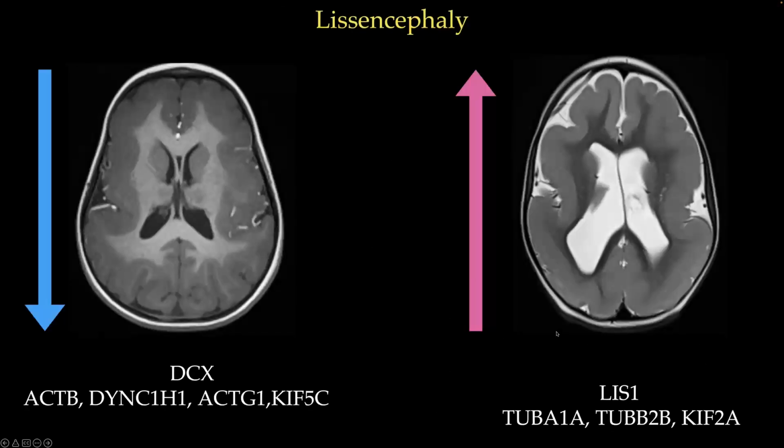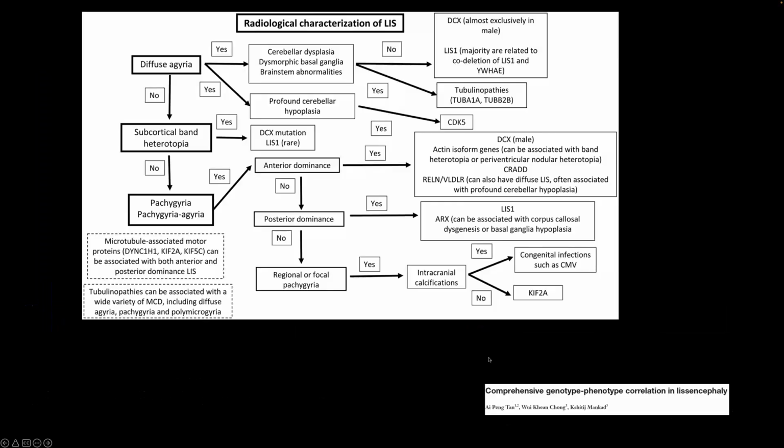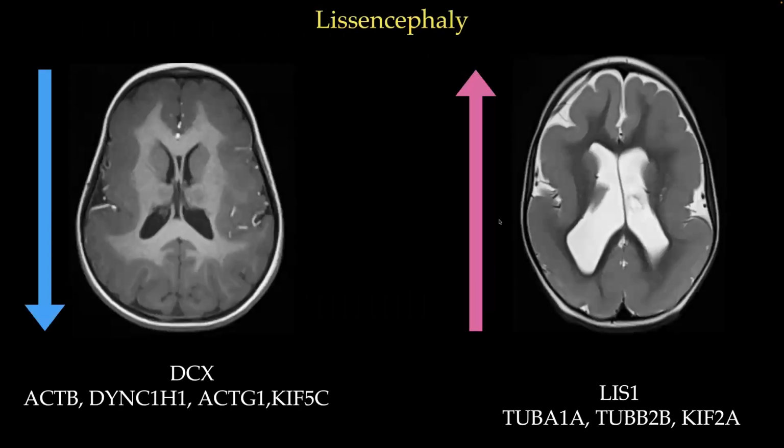So based on that pattern, I would think of conditions causing lissencephaly. The anterior to posterior gradient can be seen in these genes. ARX is the most common gene, whereas the posterior to anterior gradient is seen in this one and other tubulopathy-related genes. This is a paper on the genotype-phenotype correlation of lissencephaly. If we go ahead with this, pachygyria or agyria with an anterior predominance can be seen in DCX or PRAD mutations, or a posterior predominance can be seen in LIS1 mutations. So I would think of these differentials for this case.